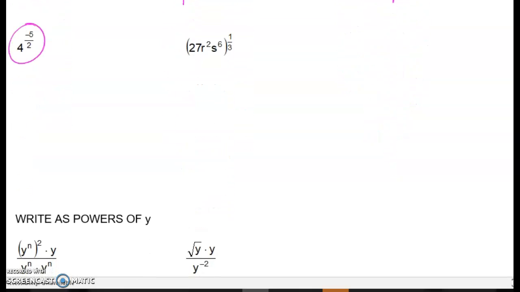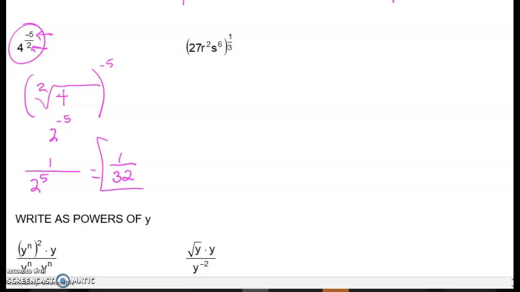This one, same type of problem. We've got 4, and my root is 2, so it's the square root of 4. And then my exponent is negative 5. So the square root of 4 is 2. We have 2 to the negative 5 power, but we won't leave it 2 to the negative 5 because it's not happy. It's got a negative power. We'll make it 1 over 2 to the positive 5, which is 2 times 2 times 2 times 2 times 2, 5 times. That's 1 over 32, final answer.